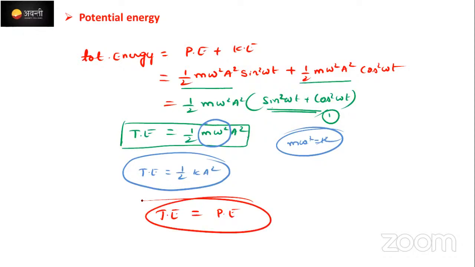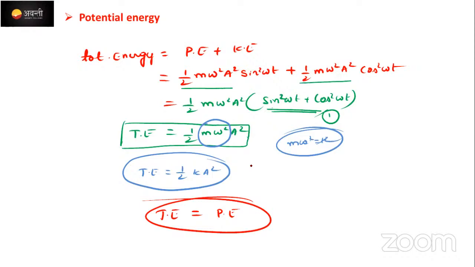Throughout the simple harmonic motion of the simple pendulum, the potential energy is equal to total energy. Clear? Simple है. क्या है? Pendulum will oscillate, means potential energy increases, kinetic energy decreases, total energy will be conserved. That's it. Total energy is conserved. Clear now? Let me know.